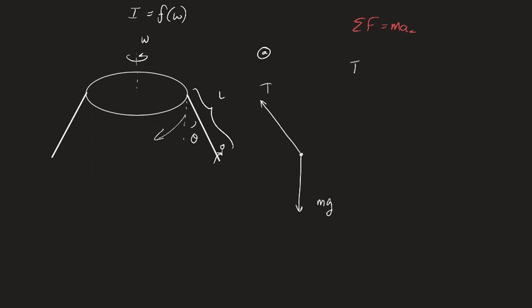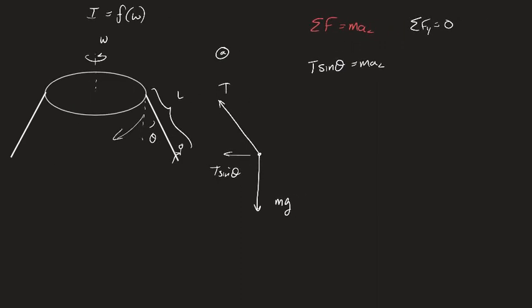That's going to be T sine theta, because that's the only one that's in this direction. That's T sine theta, and that's going to equal m a_c. Now, I know T can't be in my answer, so I'm pretty sure I'm going to need net force in the Y direction eventually, and that's going to be 0. And for that, we'll have T cosine theta equals mg. Just going to tuck that away for a few minutes.